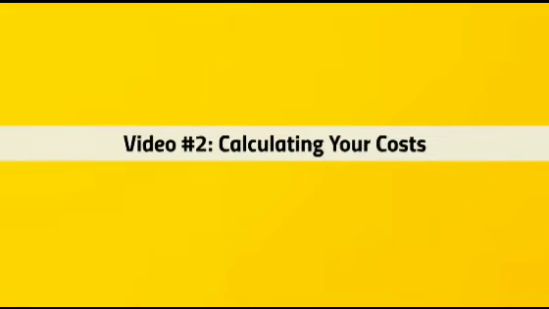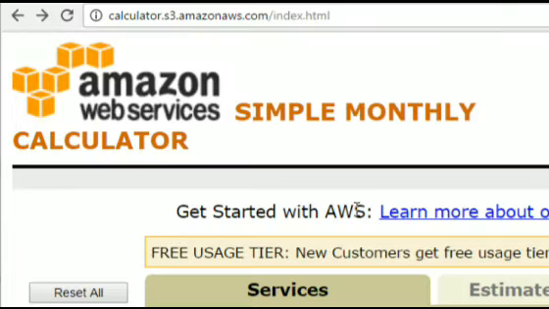Hello and welcome back to video number 2, which is calculating your costs for your monthly budget and potentially your yearly budget. Okay, so now what we want to do is head on over to calculator.s3.amazonaws.com/index.html. So once you enter that, you will be sent to this page and we can begin to budget your monthly and yearly costs.